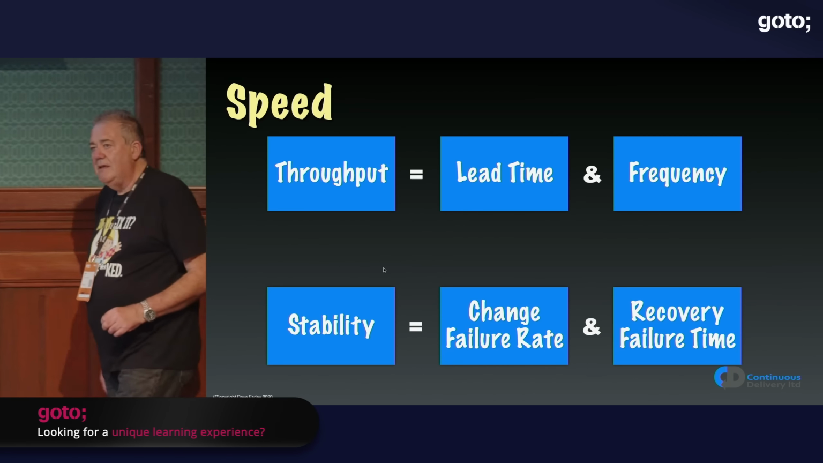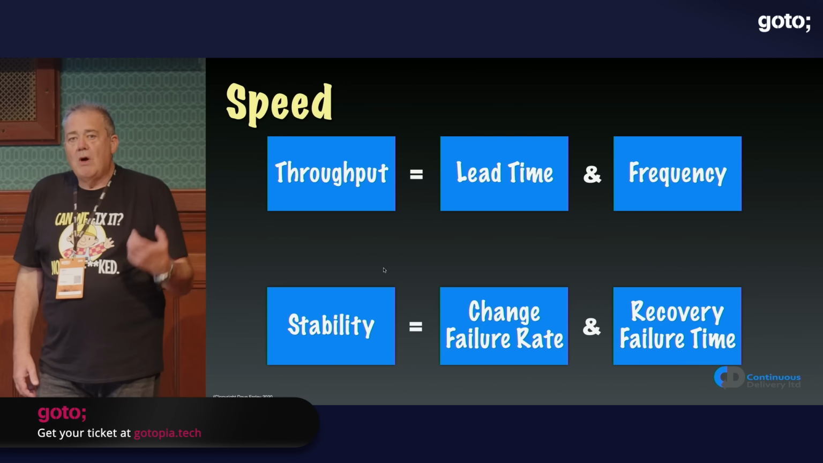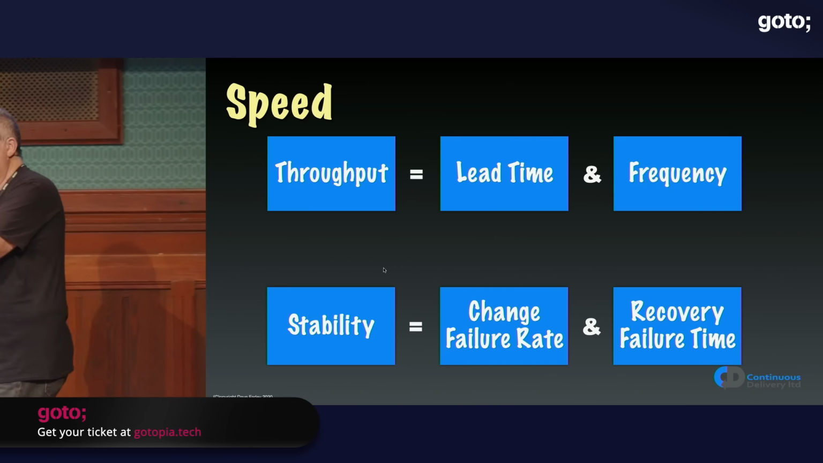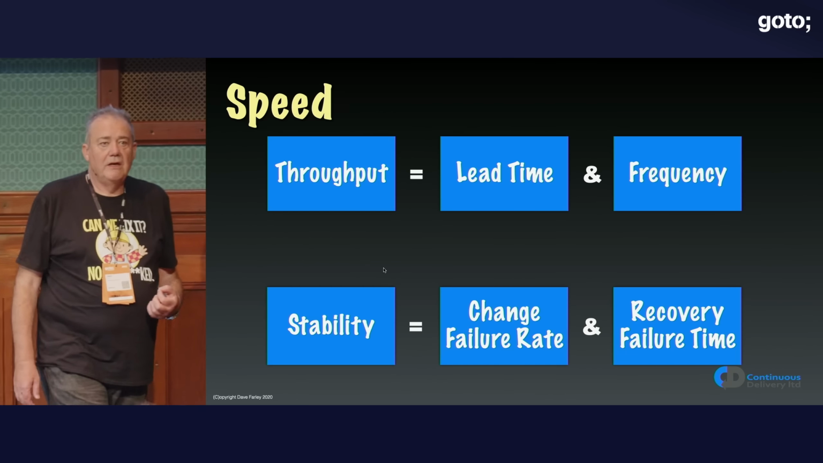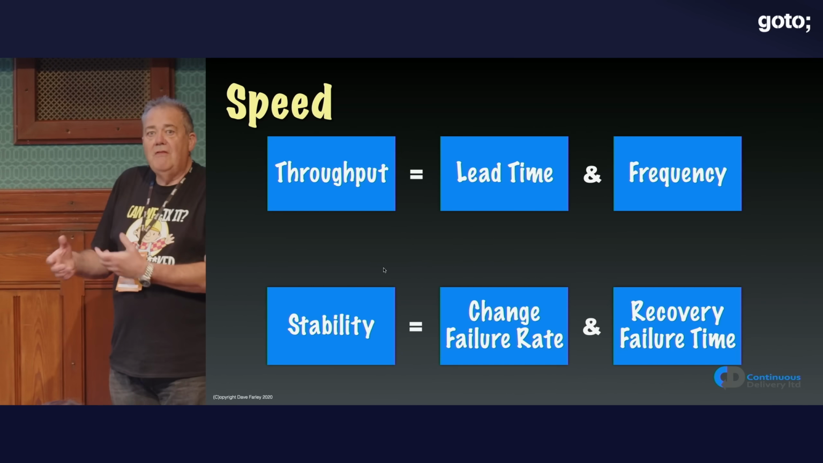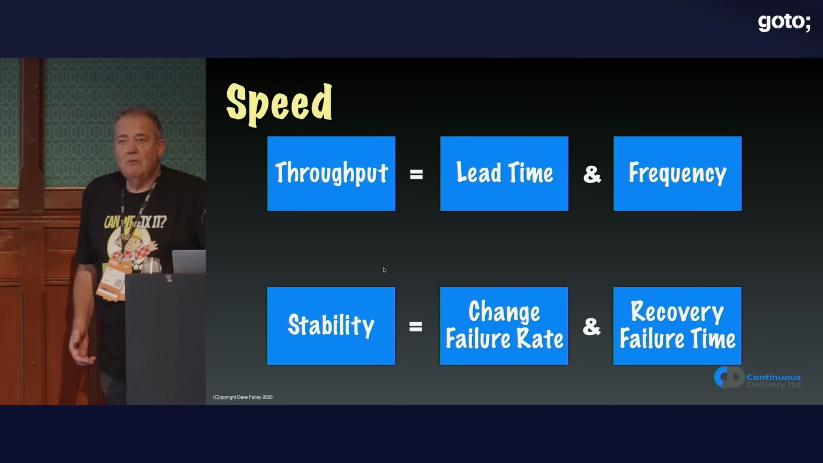Stability is based on two measures as well. It's on the change failure rate, what proportion of changes into production cause a failure of some kind, a bug, and when you find one, how long does it take you to fix it? That's a measure of the quality of the work that we produce.